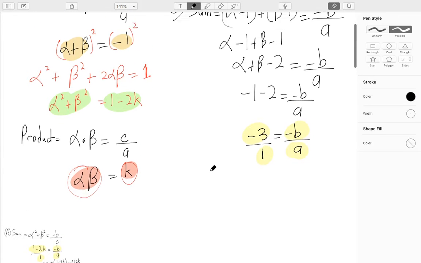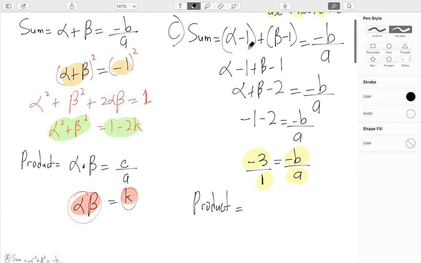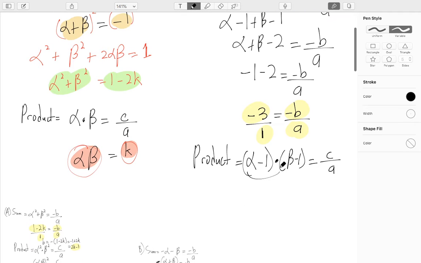Can we find c? Let's see if we can find c with the product rule. So for the product, we're going to multiply these two by each other. So we have alpha minus 1 times beta minus 1, and that should be equal to c over a. And we multiply this in a compound way. So we do alpha beta, minus alpha, minus beta, plus 1 is equal to c over a.